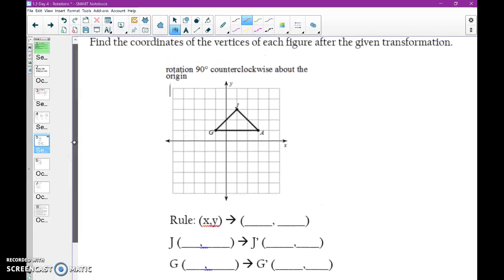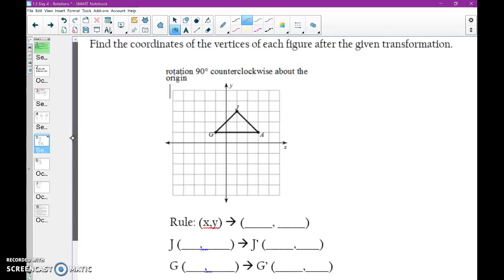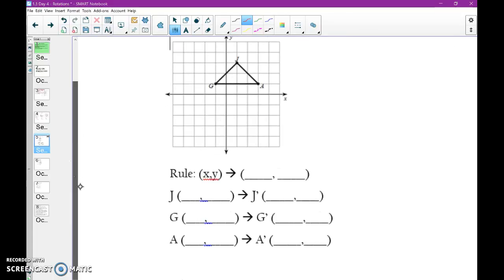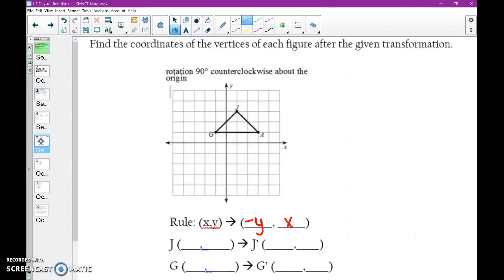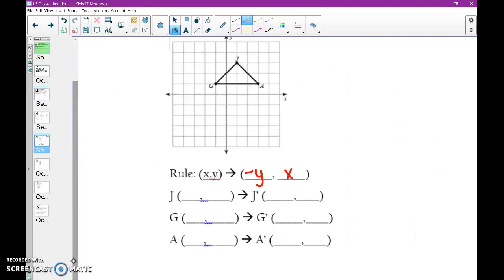So first thing says, find the coordinates of the vertices of each figure after the given transformation. This one we're doing 90. So first of all, start with writing out the rule. For 90 degrees, I believe it is negative y, x. Let's go back and just really double check. Good, it is. Okay. Wanted to make sure my memory wasn't being crazy.